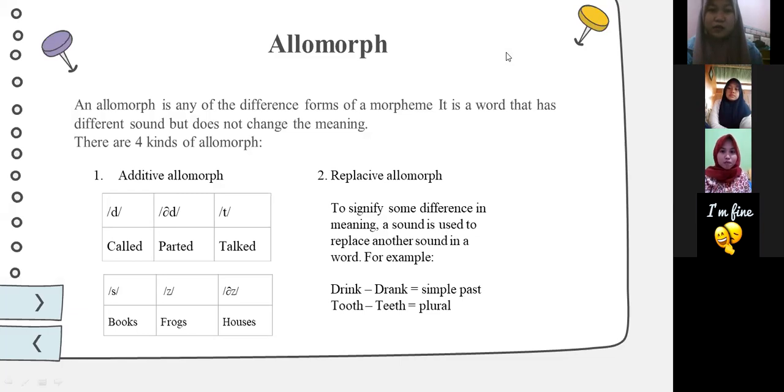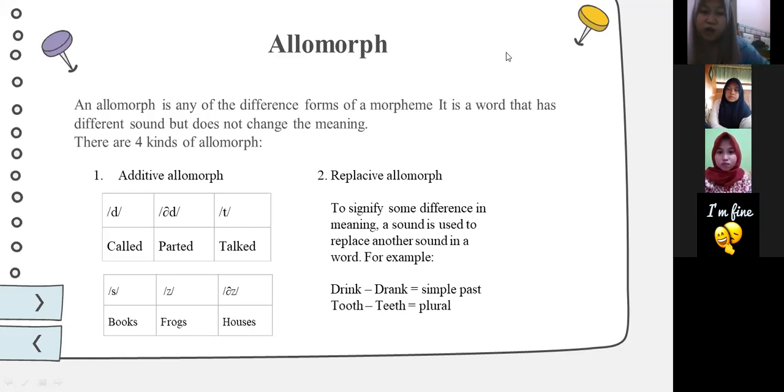The material is about allomorph. An allomorph is any of the different forms of a morpheme. It is a word that has a different sound but doesn't change the meaning. This can be a different pronunciation or different spelling when the same meaning unit, like past for past tense or plural, has more than one sound form. There are four kinds of allomorph.